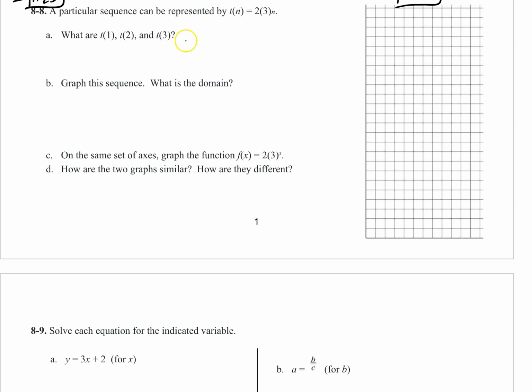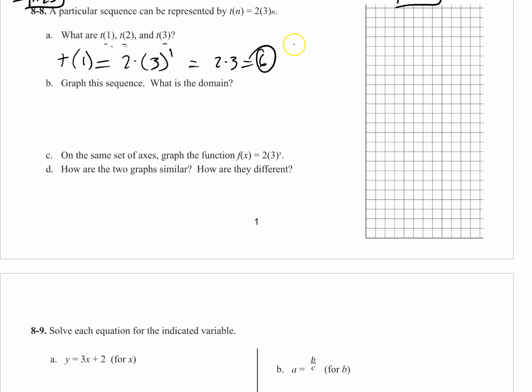8-8. A particular sequence can be represented by this. The first thing we do is plug in 1, 2, and 3. What are the first term, second term, and third term? To get T1, that's going to be 2 times 3 raised to the power 1. That's going to be 2 times 3, which is 6.